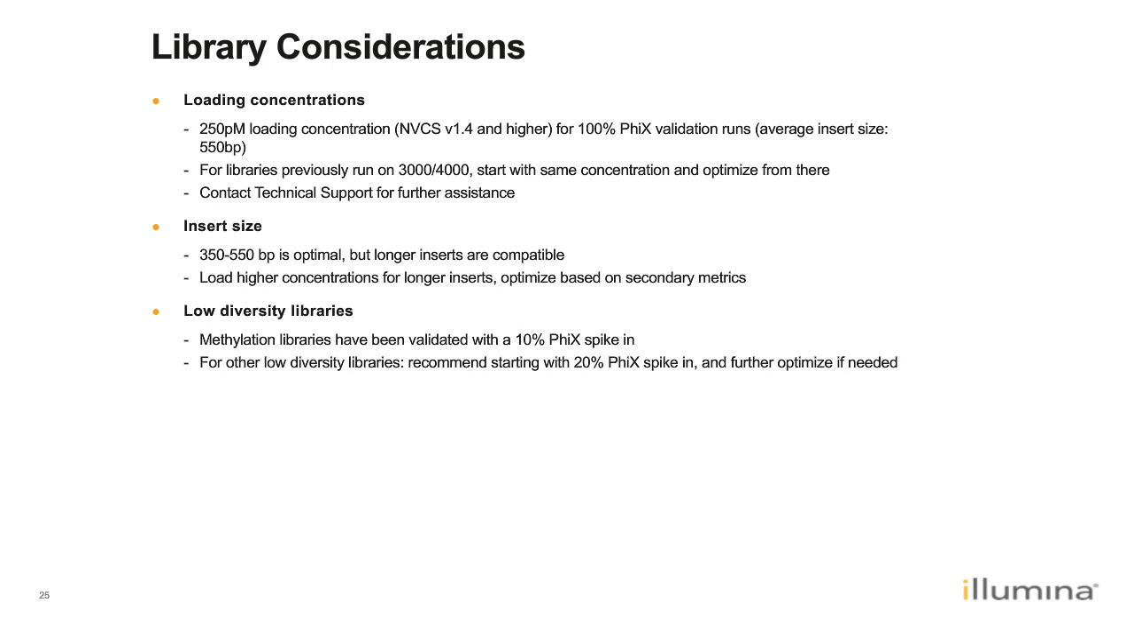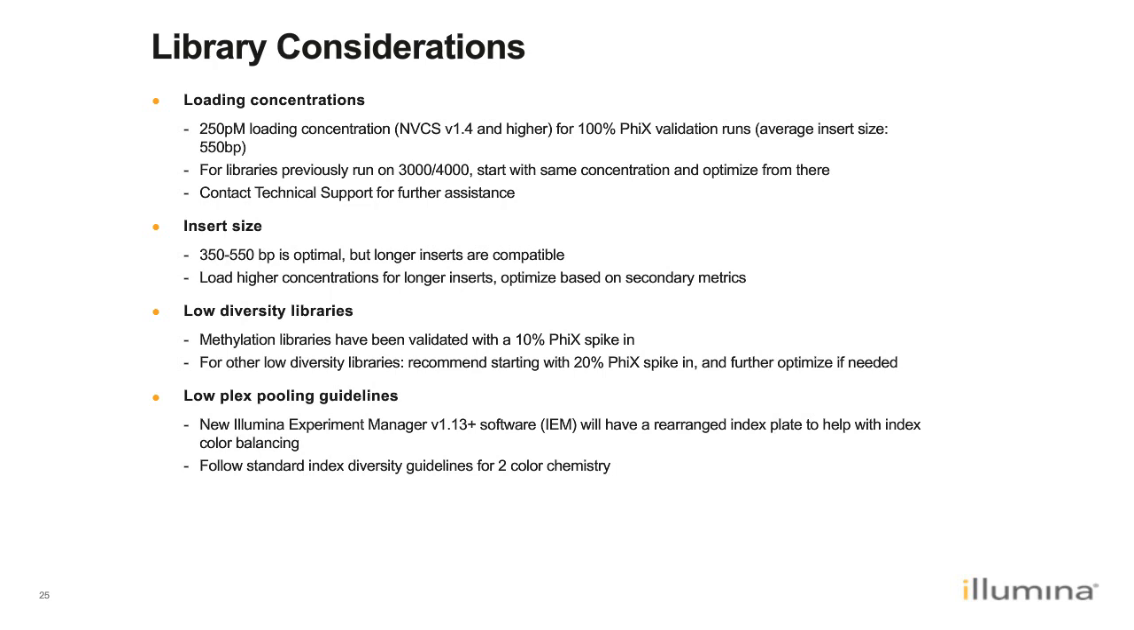When sequencing low diversity libraries, best practice is to start with 10 to 20% Phi-X or another well-balanced library and further optimize from there. If we're doing methylation sequencing, 10% Phi-X should be sufficient. So similar to other platforms, if we're using low-plex pooling, we do recommend that bases from both red and green channels are represented.